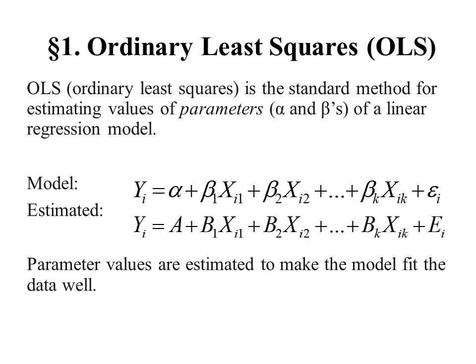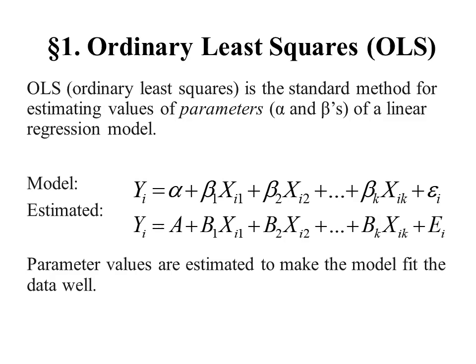OLS or ordinary least squares is the standard method for estimating values of parameters, usually denoted as alpha and betas, of a linear regression model. The first equation is the model of multiple linear regression. The subscript i indicates the ith individual. So, y sub i is the value of the dependent variable for individual i, and x sub i1 is the value of the first independent variable for individual i. Note that the values of y, the x's, and epsilon differ among individuals, whereas the values of alpha and betas are the same for all individuals.